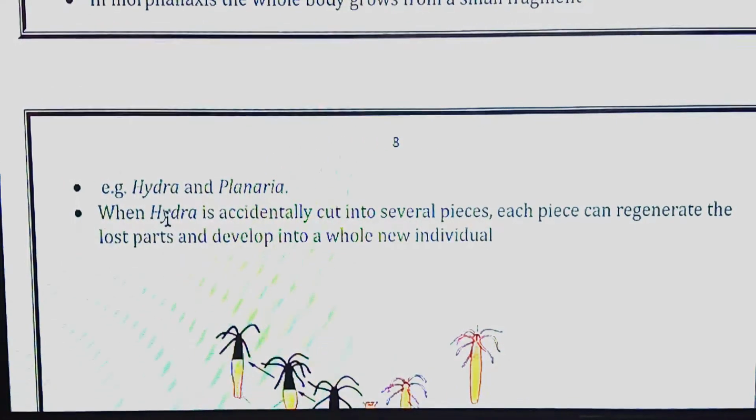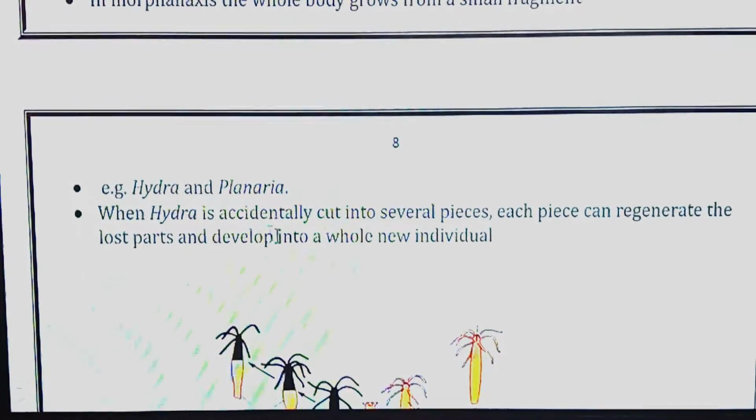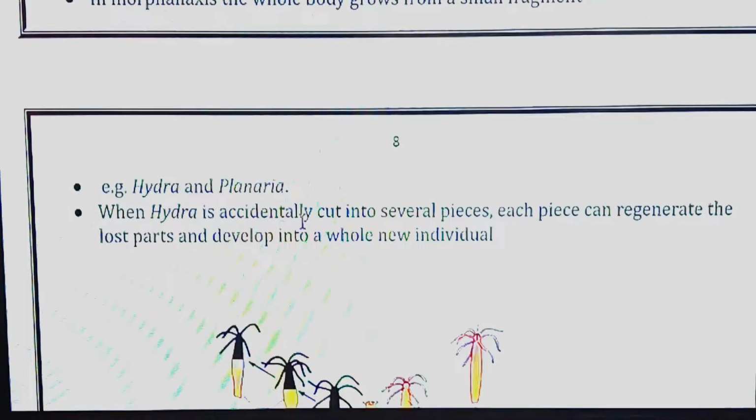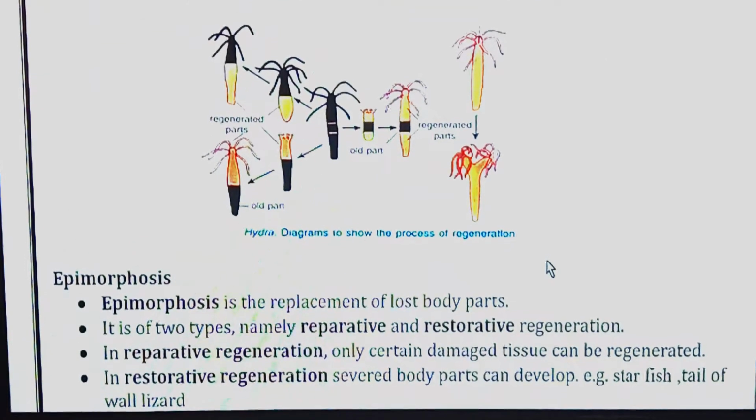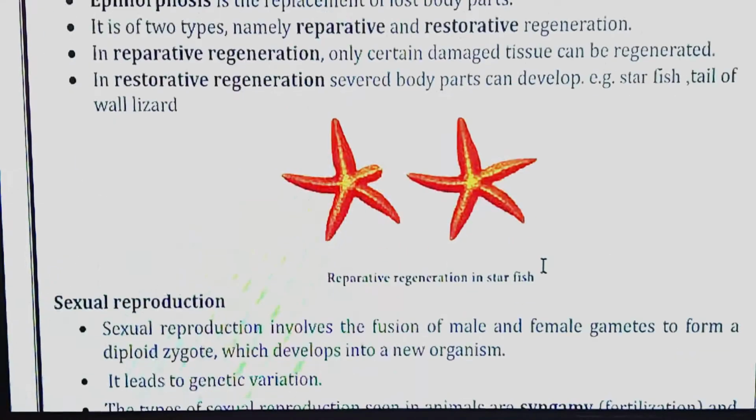So regeneration in planaria and hydra is of the morphallaxis type, in which even when the parent individual is cut into several pieces accidentally, each piece can regenerate the lost parts and develop into a whole individual. This is morphallaxis. The next one is called epimorphosis.